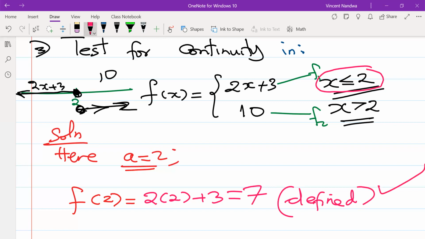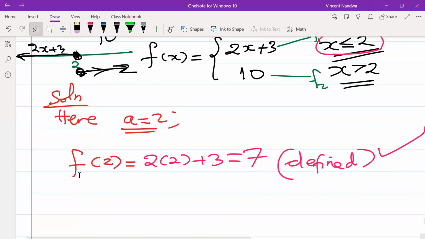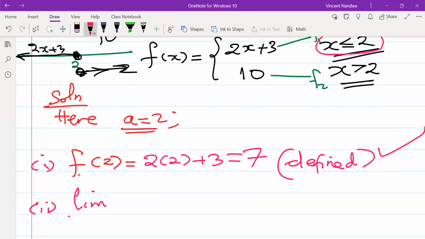George, are we together? Good. So what is the second condition, George? Yes. Is to get? Correct. So we need to get the limit. So the limit of the function f of x as x approaches our number, which is 2. So what's the value of the limit?